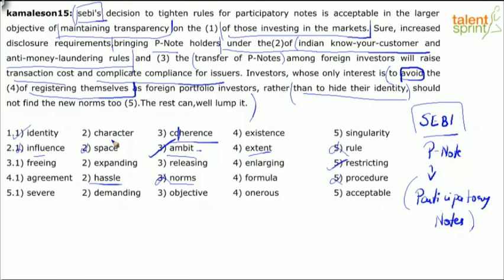To avoid the hassle of registering themselves as foreign portfolio investors, rather than to hide that, should not find the new norms too. If I have to come up with my own word, keeping in mind the context, we're talking about being troublesome for them, something which will be a burden for them. They want to avoid that, right? So think of a word which has the same meaning. If I have to substitute my own word for 5, I will say something that is a burden to them, burdensome, something that is a trouble to them, which we already saw. Hassle is our clue word. So think of a word that means that. Hassle means bother, trouble.